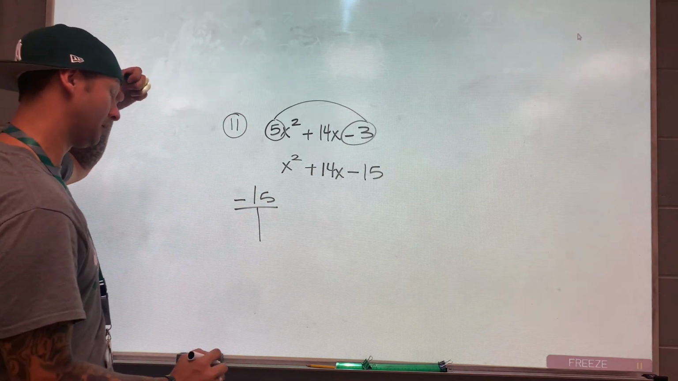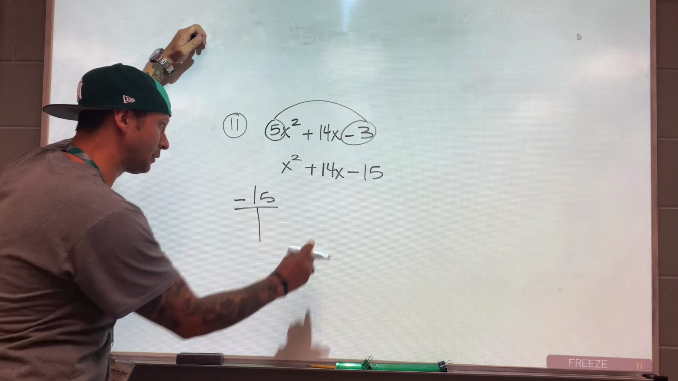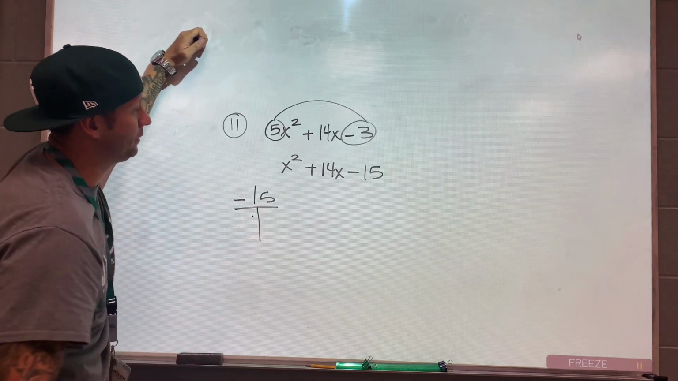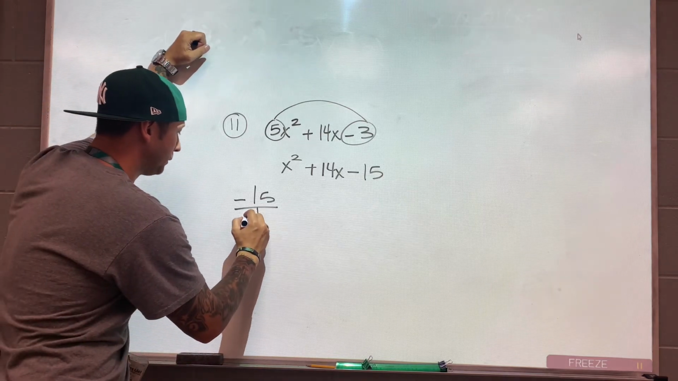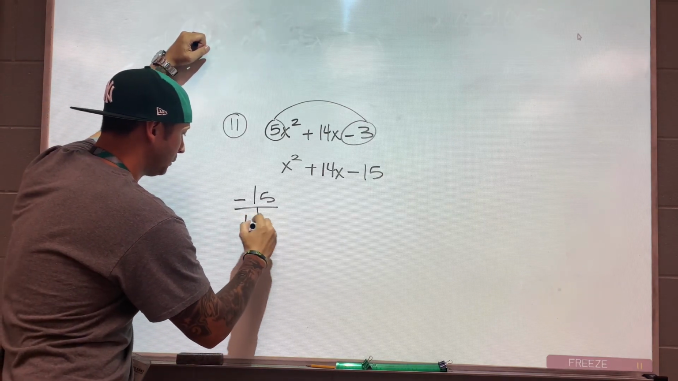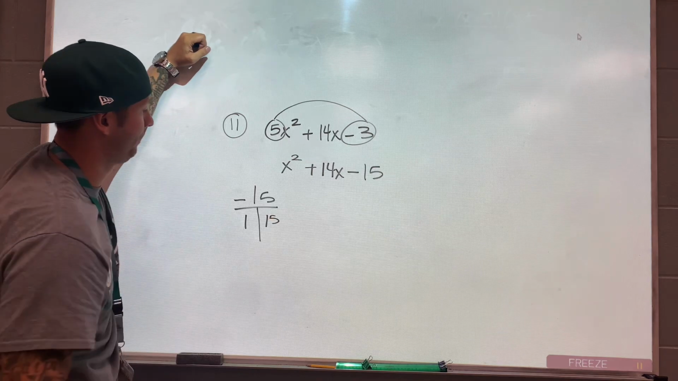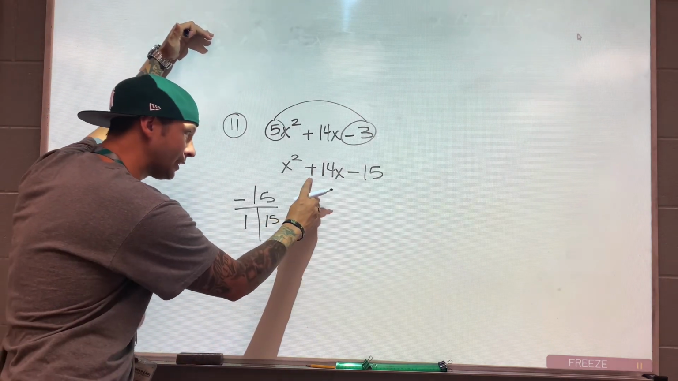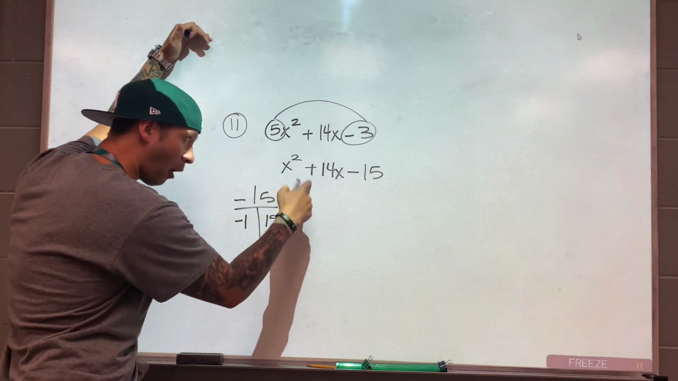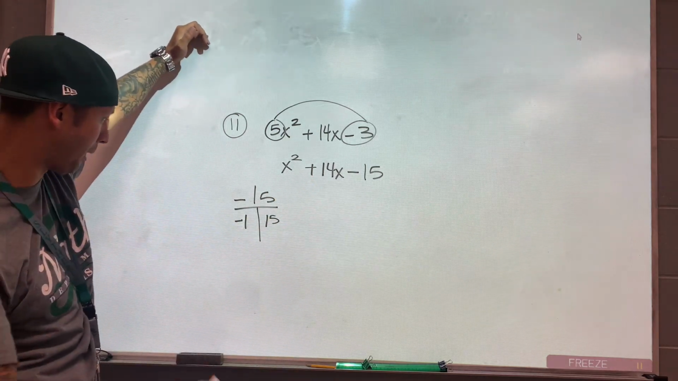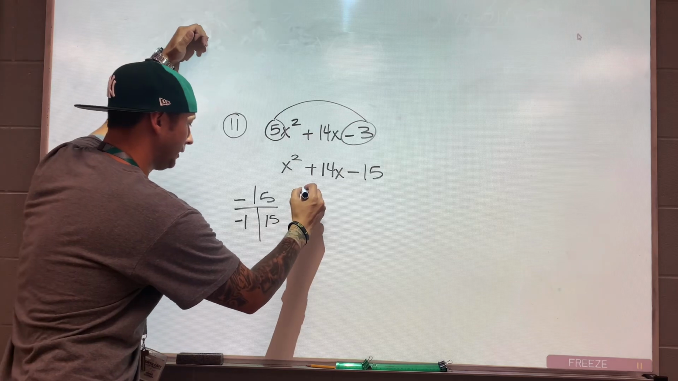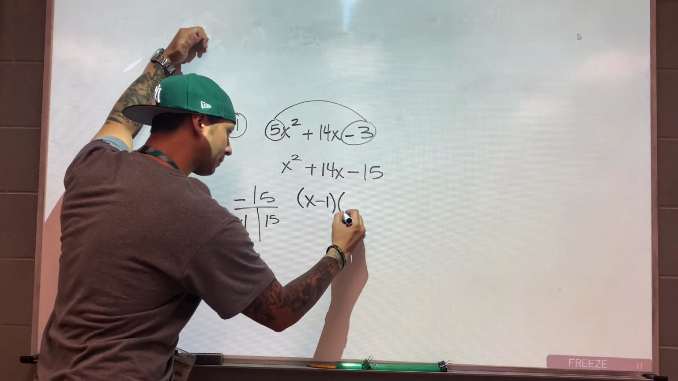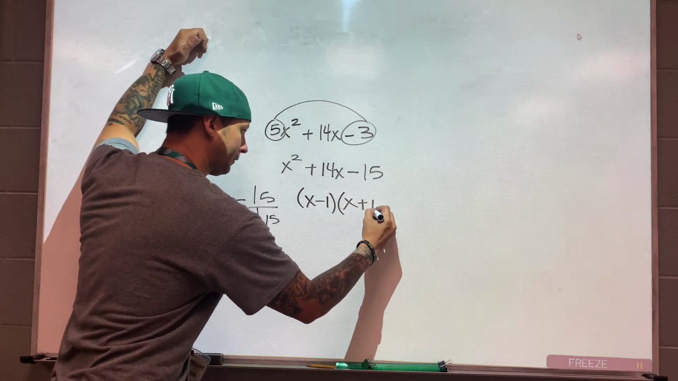Negative 15, multiples that make negative 15 that add up to 14. That's 15 and 1. So 1 times 15 is 15, but I want it to be negative. One of them needs to be negative. So I look here, it's a small one, because that's positive. You're going to see a pattern here. So this means x minus 1, x plus 15.